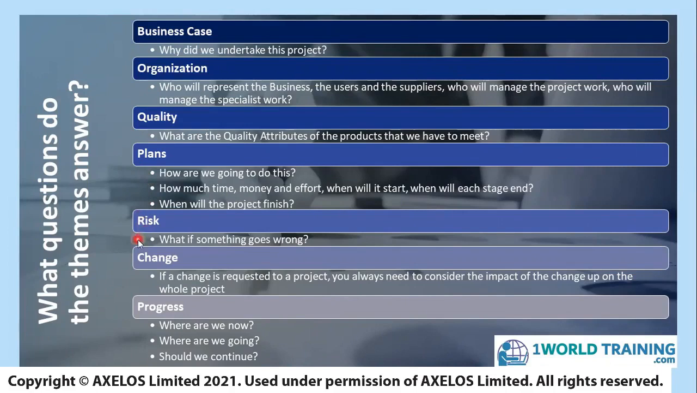The risk theme answers the question, what if something goes wrong? Change theme. If a change is requested to a project, you always need to consider the impact of the change on the whole project. The progress theme answers the questions, where are we now, where are we going, and should we continue or not?